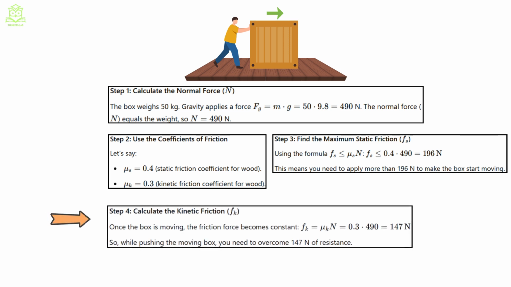Step 4. Calculate the kinetic friction. Once the box starts moving, the friction force becomes constant. The formula is kinetic friction equals μk times the normal force. Substitute the values. Kinetic friction equals 0.3 times 490, which equals 147 newtons. So, while pushing the moving box, you need to overcome a resistance of 147 newtons.